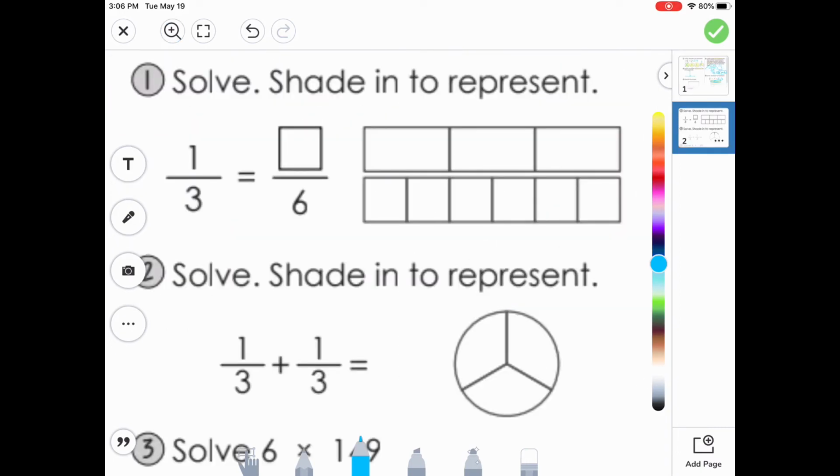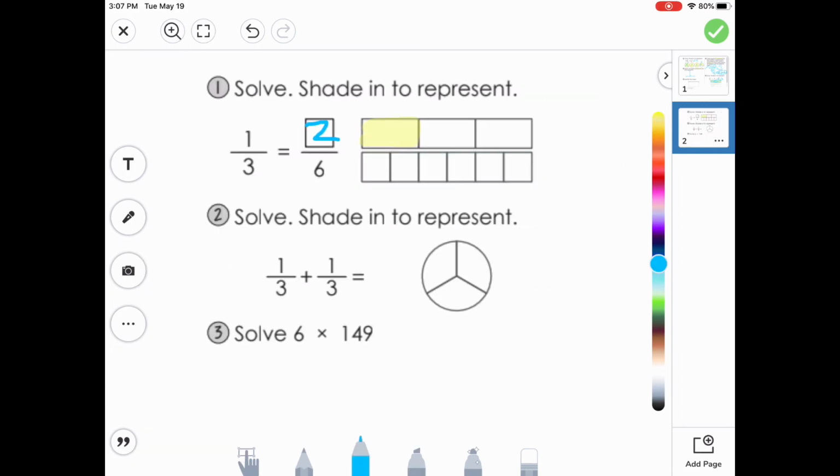Solve and shade in to represent. So we're finding equivalent fractions. If we have 1/3, what fraction is equivalent to that has a denominator of 6? So I'm just going to shade in the same amount in both of these representations, and I can see that 2/6 is equal to 1/3. Question number 2 has us adding 1/3 plus 1/3. So I'm just going to shade in on my fraction bar, and the answer that I see shaded in is 2/3.